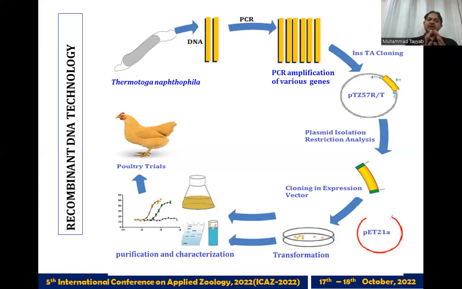So as a conclusion, we can say that recombinant DNA technology is a latest and important technology for the bulk production of your desired enzymes at economic level.